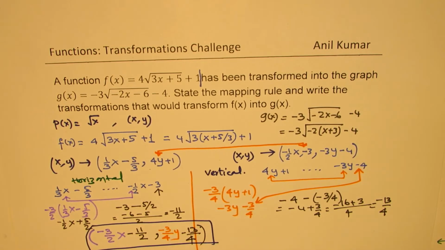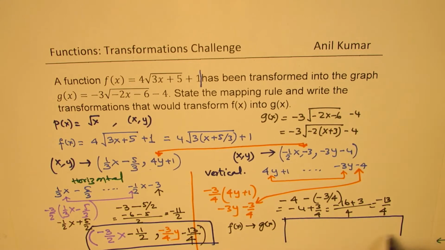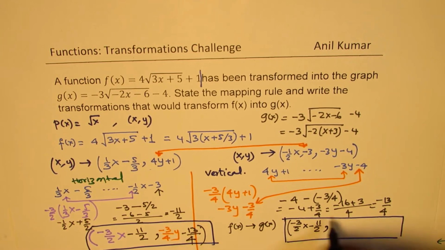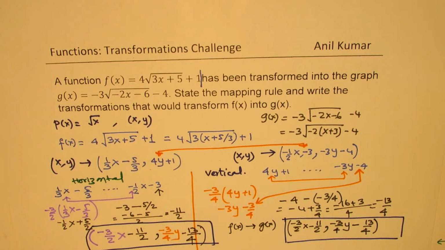So let me write down the answer once again. The mapping from f of x to g of x will be in this form. Let's put it in a box. I'm just copying this. The x values: minus 3 over 2 x minus 11 over 2. The y values: minus 3 over 4 y minus 13 over 4. Is that clear to you? And this is the method to be adopted.